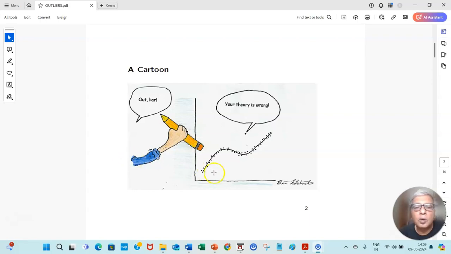The cartoon to start with: here is the general body of data, and a line fits well into the data, but there is a data point that stands out of the main body of data. So it's saying its theory is wrong. Sometimes an outlier happens because of theory too, and it is being said an outlier. It's not advisable to remove outliers all the time. So I'll talk about it.